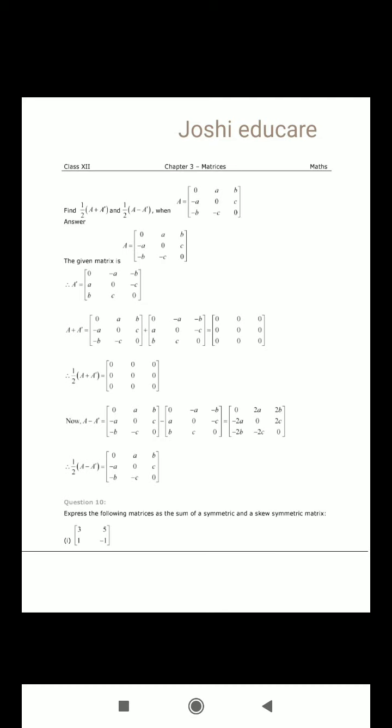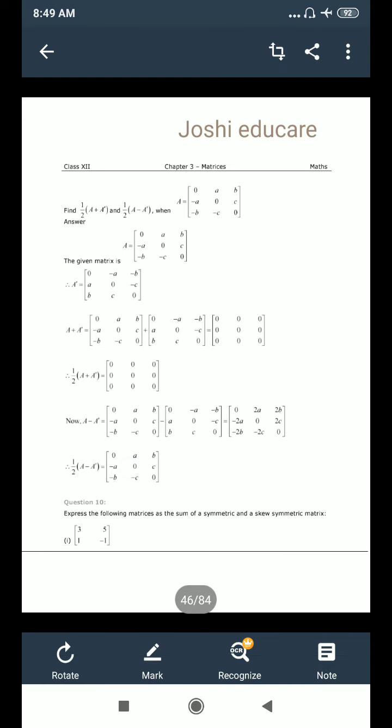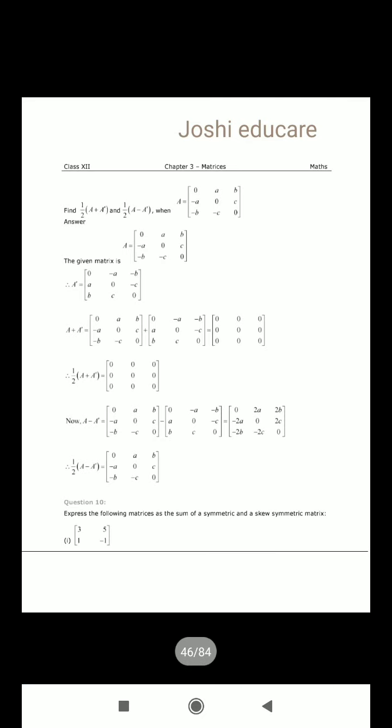So all the elements are multiplied by half. If we multiply a matrix by a number, all the elements are multiplied by that number. So you get it is half of A minus A transpose.